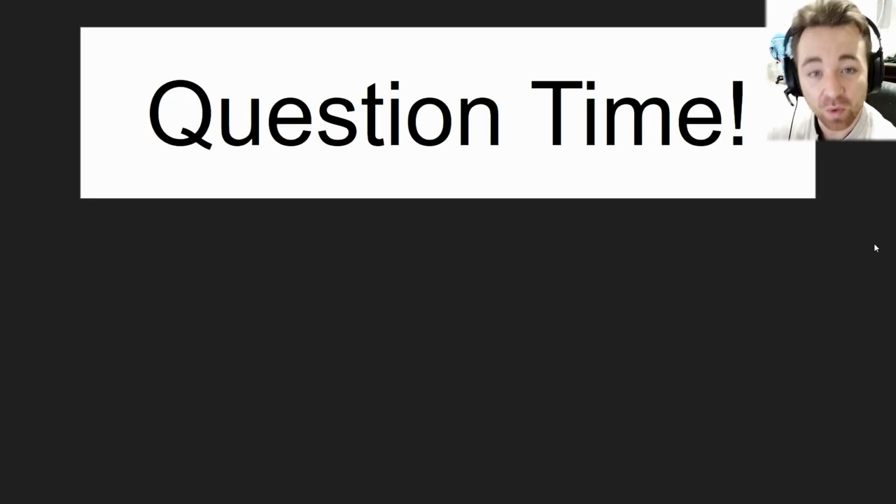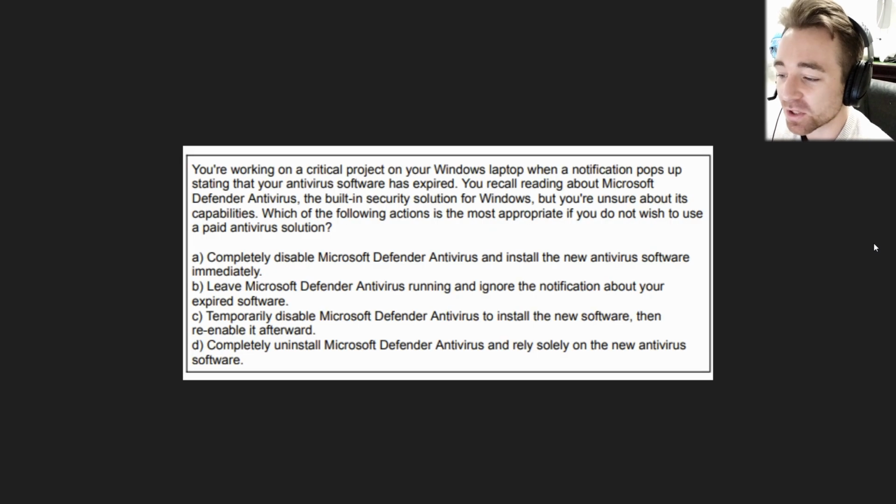All right, let's go through some questions for this exam objective. Question 1. You're working on a critical project on your Windows laptop when a notification pops up stating that your antivirus software has expired. You recall reading about Microsoft Defender Antivirus, the built-in security solution for Windows, but you're unsure about its capabilities. Which of the following actions is the most appropriate if you do not wish to use a paid antivirus solution? A. Completely disable Microsoft Defender Antivirus and install the new antivirus software immediately.